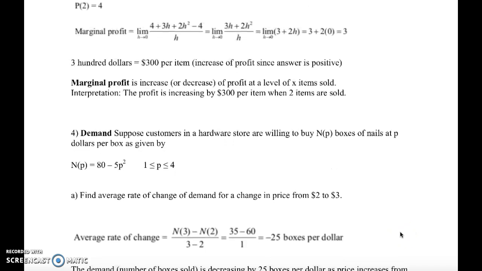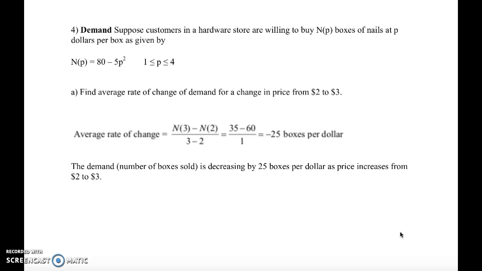Let's look at demand. We have some customers in a hardware store that are willing to buy so many boxes of nails at however many dollars per box, and our equation is given by n of p equal to 80 minus 5p squared, where p is bounded between 1 and 4 inclusively. We're going to start off finding the average rate of change of demand if the price goes from $2 to $3. So the price of nails goes up by $1 per box.